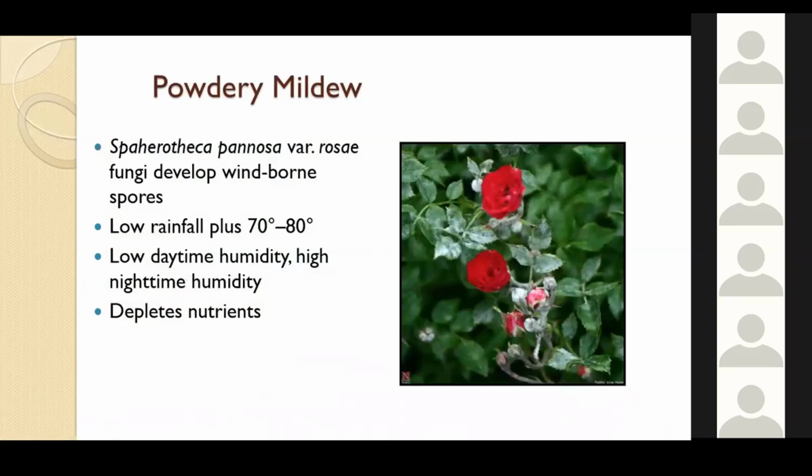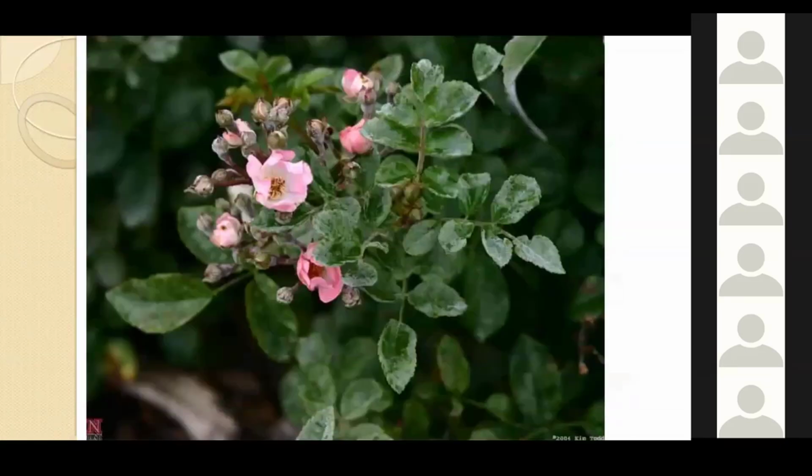Also, if we have low daytime humidity followed by high nighttime humidity, that can really increase the amount of powdery mildew that we have as well. As the temperatures drop at night and the humidity increases, again, that's just a perfect storm for powdery mildew. And even though it is just a lot of superficial growth, those plants are not able to photosynthesize as well as they would be able to without that growth on there, and that just depletes their overall nutrients. And here we just have another picture of powdery mildew on some roses.